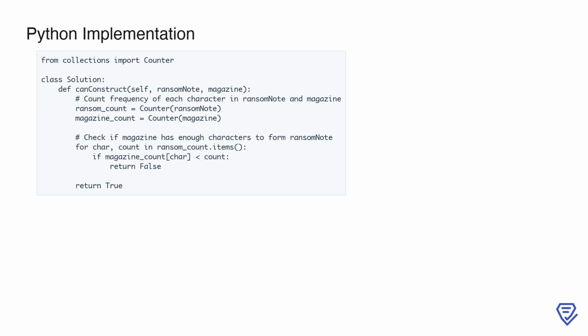Explanation. 1. Frequency count. Counter(ransom_note) creates a dictionary-like object where the keys are characters from ransom note and values are their respective counts. Counter(magazine) similarly creates a frequency count for magazine.